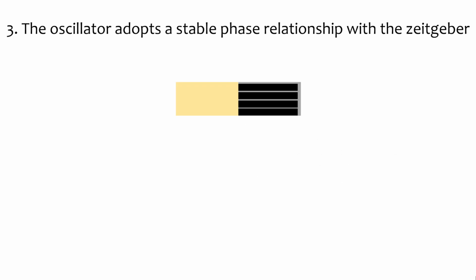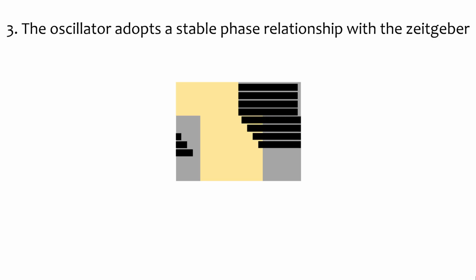This property can be seen after a phase shift. In our example, we will advance the light schedule. The activity rhythm catches up to the changes in the light cycle after a few days and entrains with the same phase angle of entrainment as before.